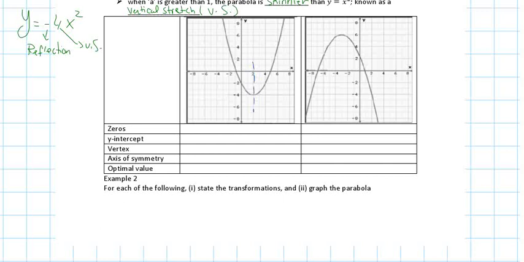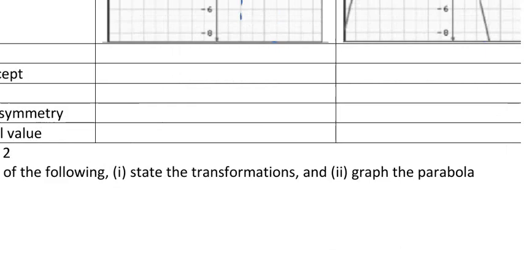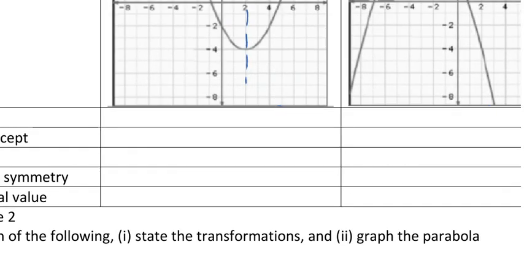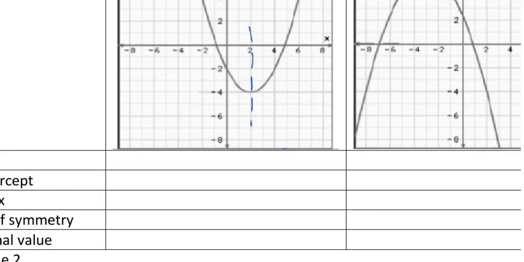So a question like this will be on the quiz and on the test, so make sure you know how to do this. I give you a graph and I ask you to state the key features of the graph. First, state the zeros for me. If I zoom in, your zeros are right here and right here. So it's at -1 and 5.